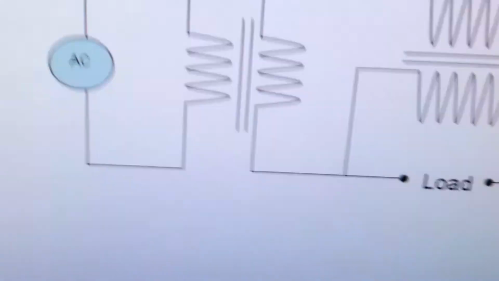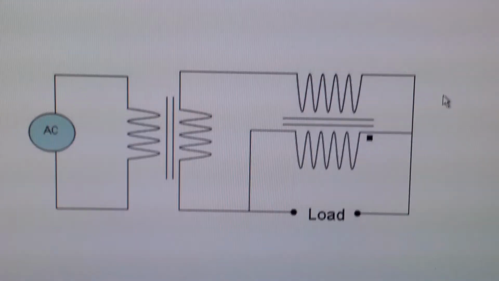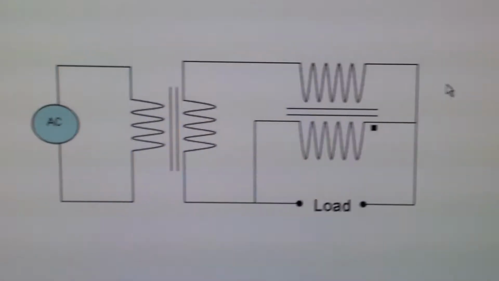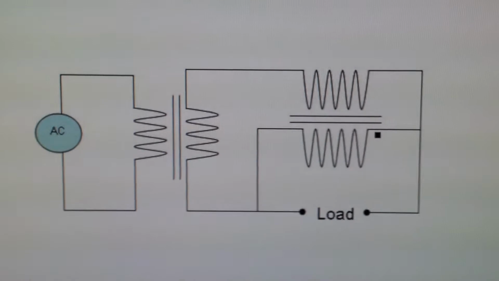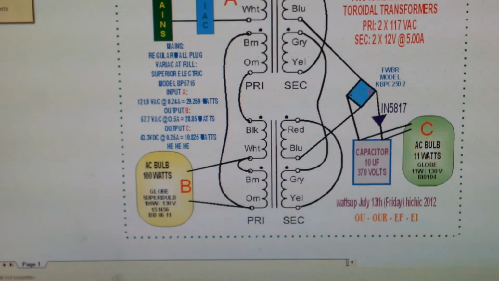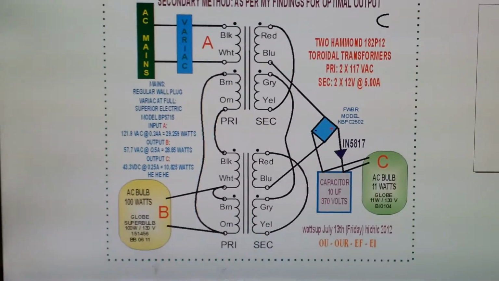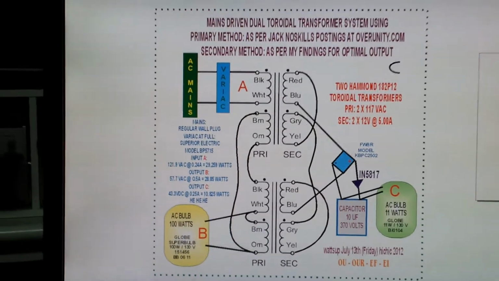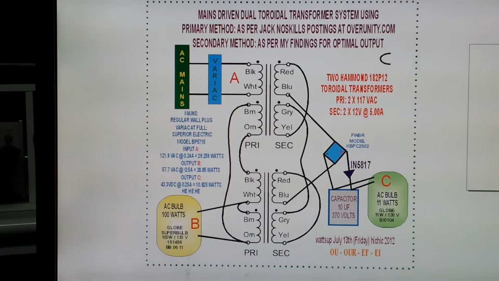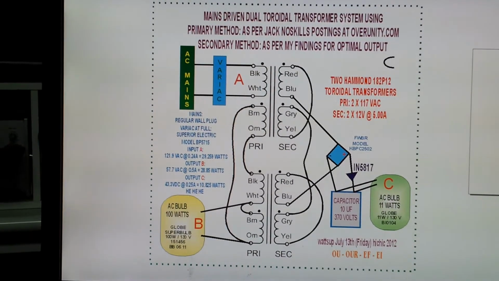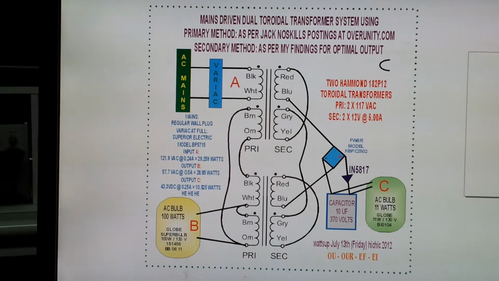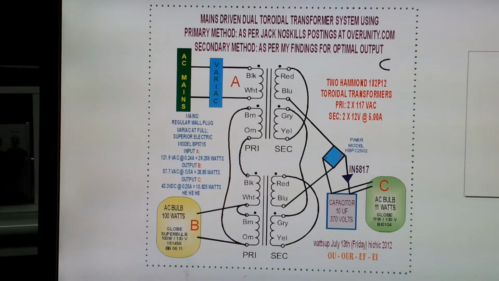So here, this is Jack Noskills' diagram. And this is a diagram that I just made. Let me just get it up to full screen. I don't know if you're going to be able to see this or not, but this is the diagram of all the connections. And also I jotted down the outputs. Very interesting output.